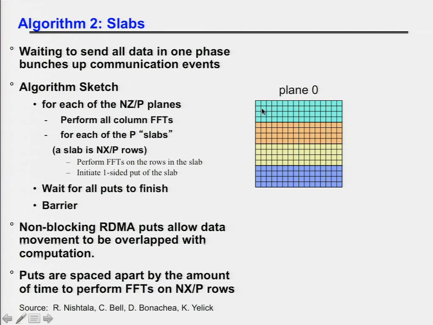And so what I'm going to do is, I've finished all the columns. As soon as I finish this particular slab of green stuff, I can pack it up and start sending it to processor 0 where it belongs. And then while that communication is going on, I can immediately start doing all the FFTs of this slab. And as soon as I'm done, I'll send it to processor 1. And so this communication is going to go on in parallel with all of the FFTs of the yellow part. So there's the overlap there.